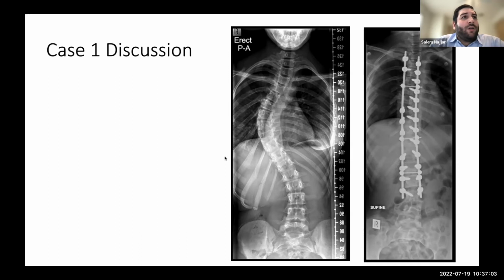Somebody asks whether her spine is done growing at this point. To be honest, I'm not entirely sure, but it's a very good question.